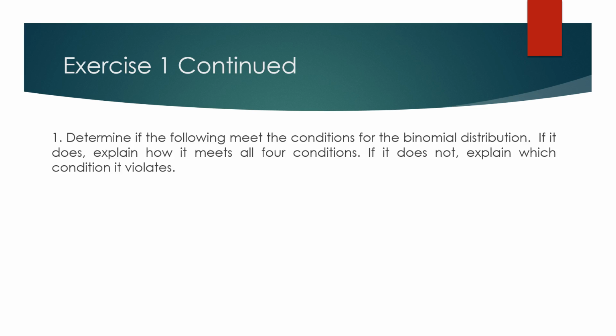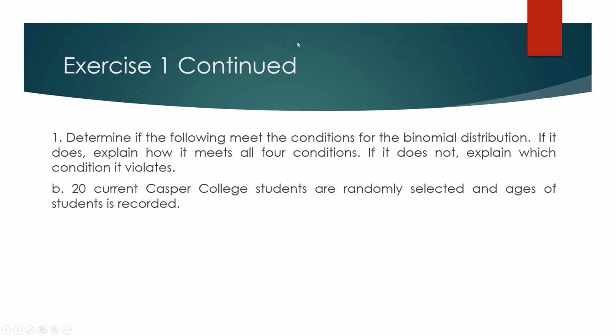So next, 20 current Casper College students are randomly selected and the age of each student is recorded. The first problem that we have is the only one that we're going to mention. I don't think we actually have any other problems. Well, I guess probability of success would be a problem. But in this case, we're going to fail the B. There's more than 2 outcomes because we're recording the ages.